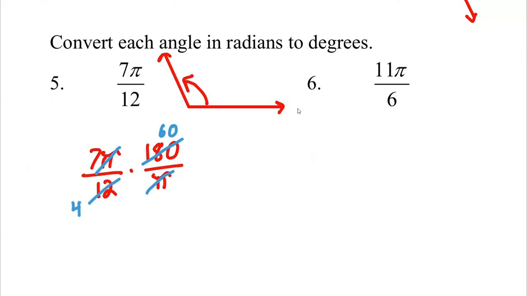Are both of those divisible by the same thing? They're both divisible by what? You could go even further. 4. So 60 divided by 4 is 15. And 4 divided by 4 is 1. Right? So really we're doing 7 times 15. And what is that? Do you know?